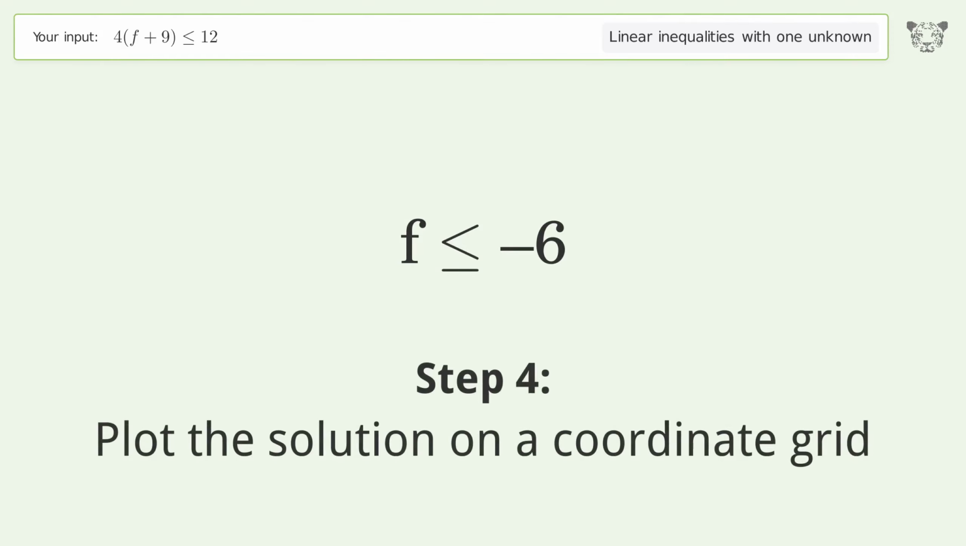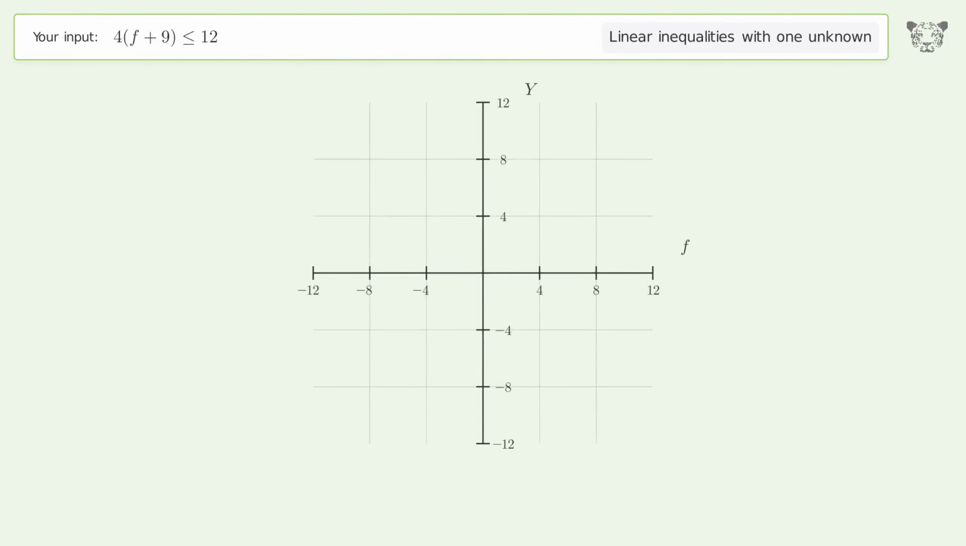Plot the solution on a coordinate grid. And so the final result is f equal or smaller than -6.